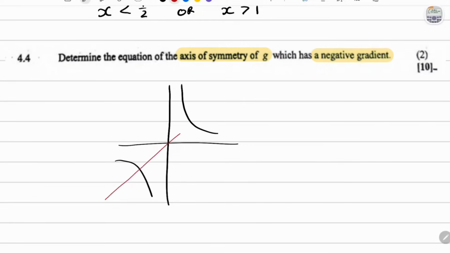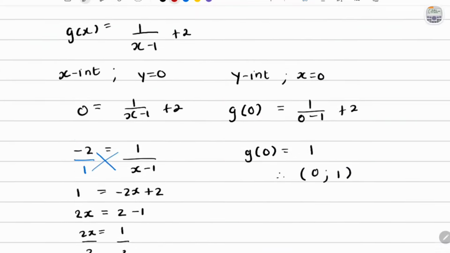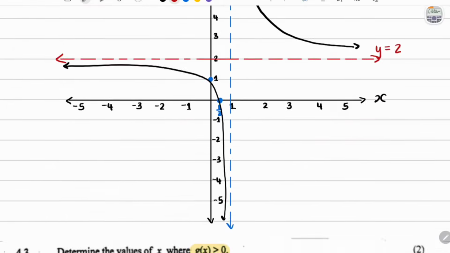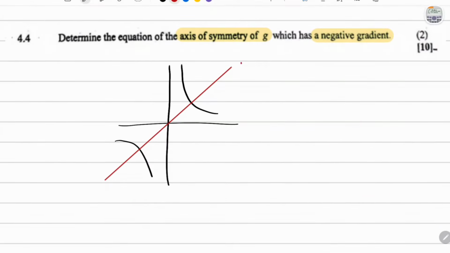It first has the positive one, and the equation of that you just need to remember. If you remember the general equation of your hyperbola, which is y is equal to a over x minus p plus q, then you will remember this equation. It's just y is equal to x minus p plus q. See? Like in that original equation. So that's the positive one. That's the one with a positive gradient. That's why x is positive.